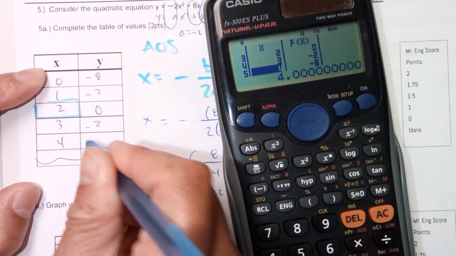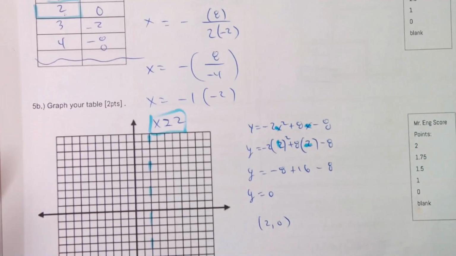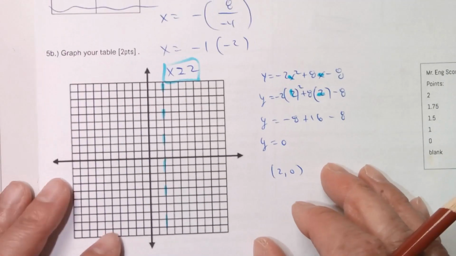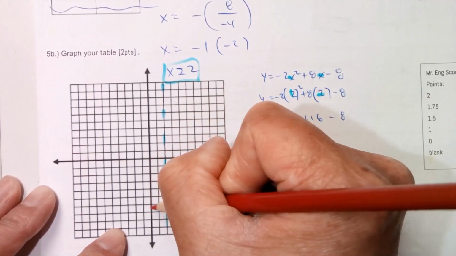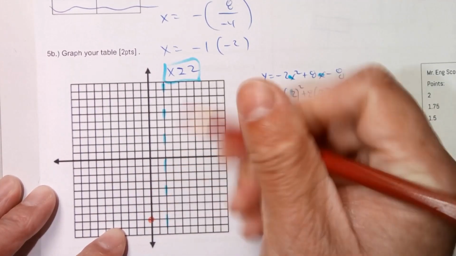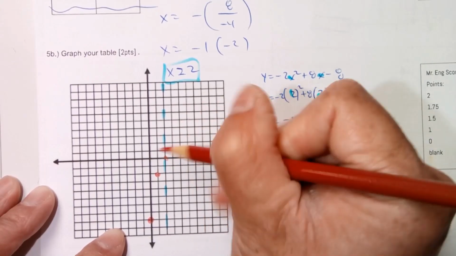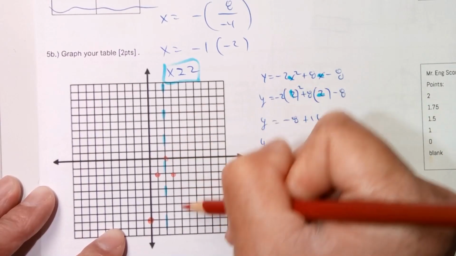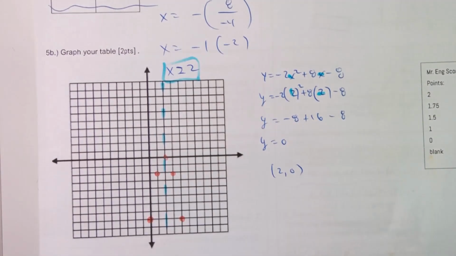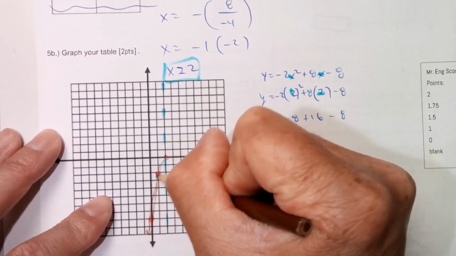So let's graph those. Zero, negative 8. 2, 3, 4, 5, 6, 7, 8. Right 1, down 2. Right 2 and stay. Right 3, down 2. And then right 4, down 8. So there's my graph.